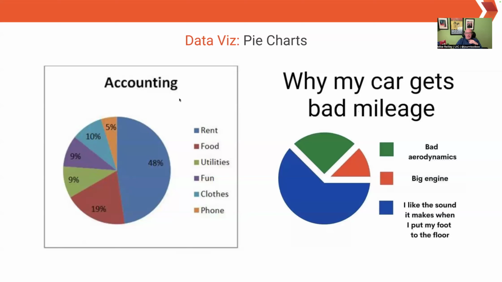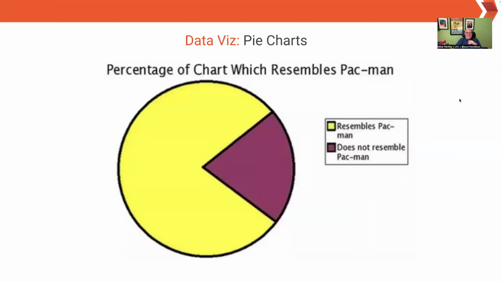Here's a couple funny ones. This is an accounting breakdown here. Why my car gets bad mileage. This is just a funny one here. I like the sound it makes when I put my foot to the floor to drive fast. Just a funny little chart there. This Pac-Man one's kind of funny too. Resembles Pac-Man, does not resemble Pac-Man. Have some fun with these.